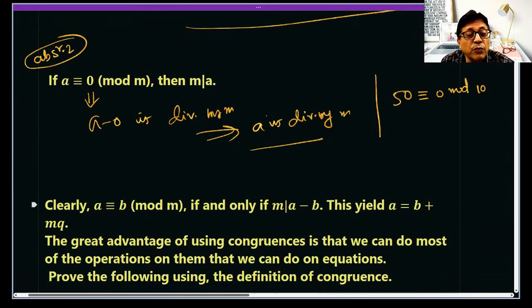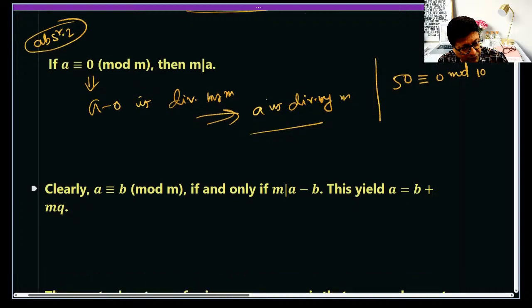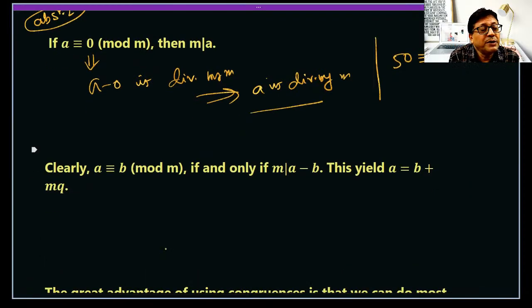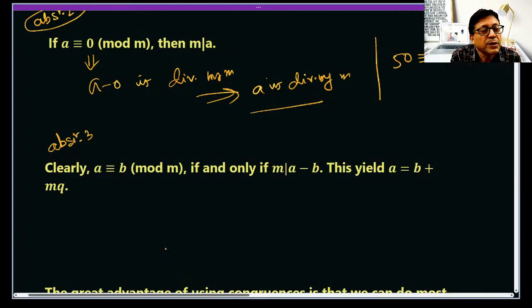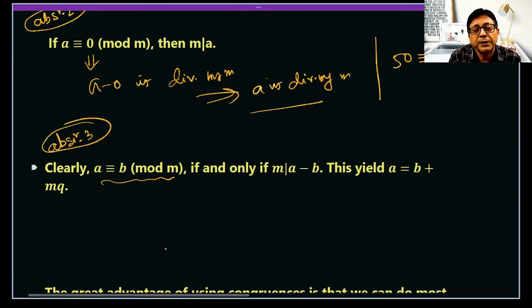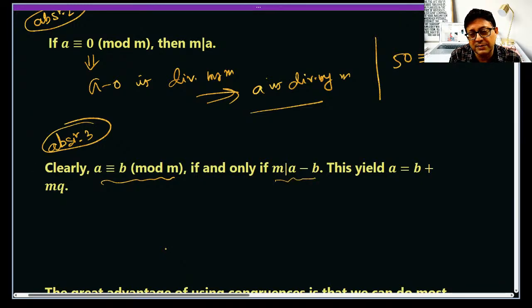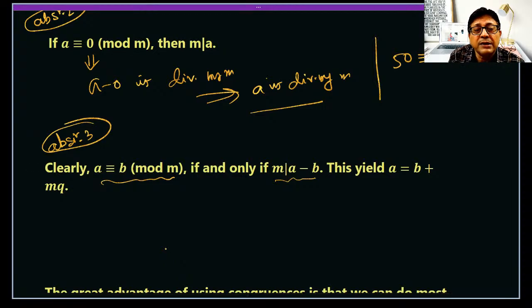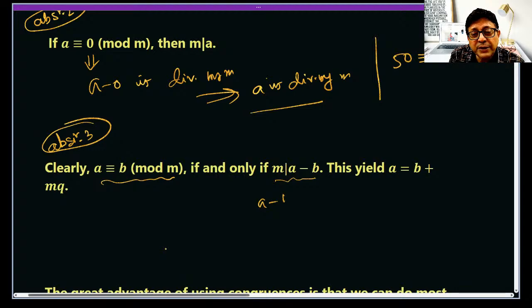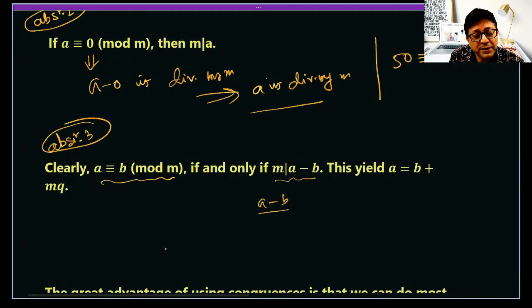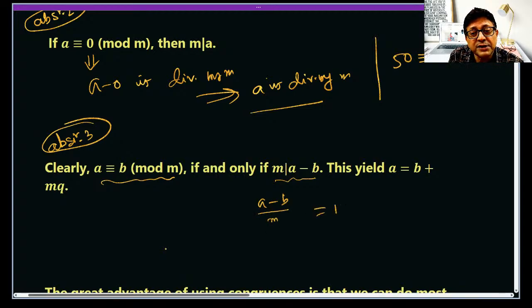Now let us go for the third observation. This is also very important. Observation 3: A is congruent with B mod M if M divides A minus B. This is already stated. Now, can't I say that (A minus B) by M is an integer? This is an integer.